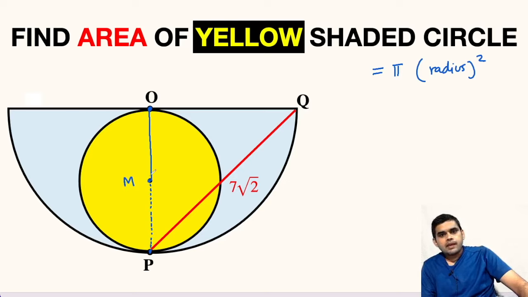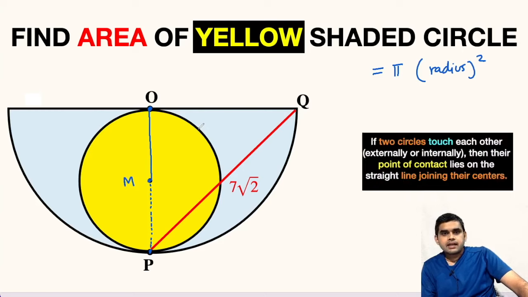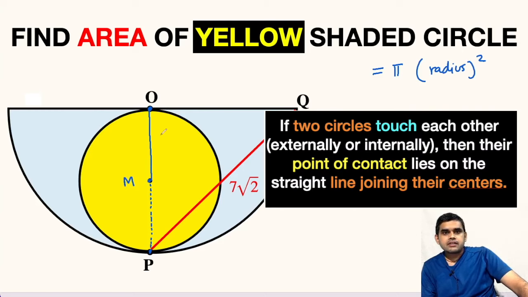So this OMP will be a straight line, and in this case it will be a diameter of this small circle. Now the question comes, why? Because we have a theorem that if we join the centers of two circles which are touching each other either internally or externally, then the point of contact lies on the line or the line produced. So from this theorem we get that OMP will be a straight line because M is the center of this yellow circle. So this will be the diameter of this yellow circle.